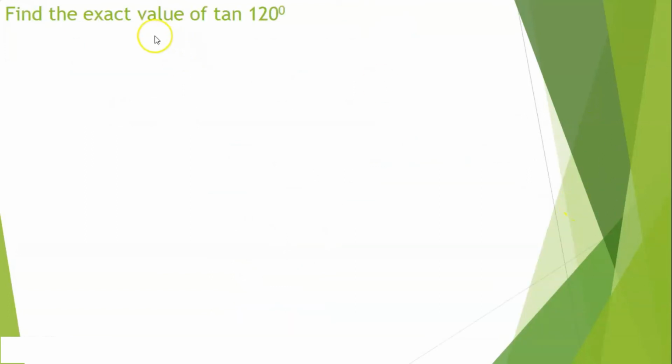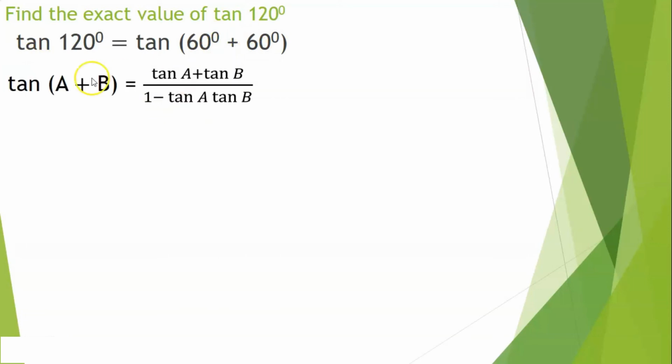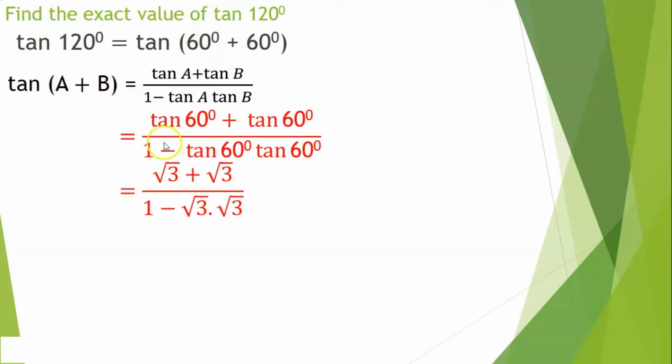In this case, find the exact value of tangent 120. So take note, 120 is not a special angle. So with this, we can rewrite this as tangent 60 plus 60, in which we can use here the general addition identity for tangent. So with this, we replace. So this is 60. So tangent 60 is square root of 3. So combining like terms, this is 2 square root of 3.